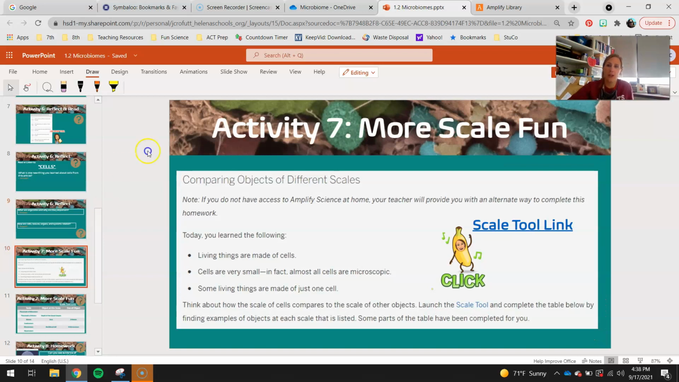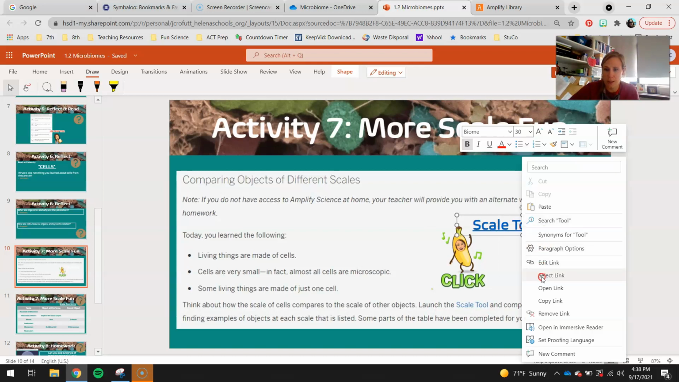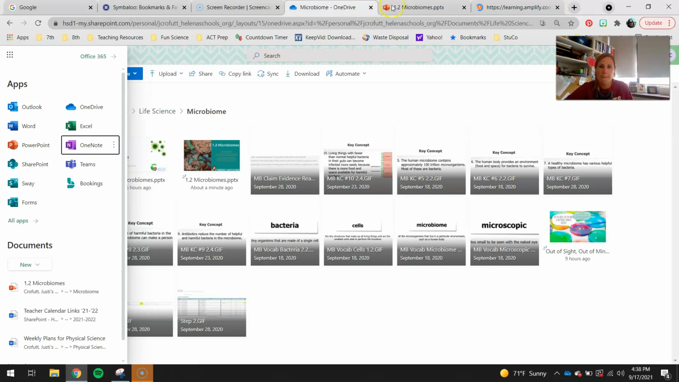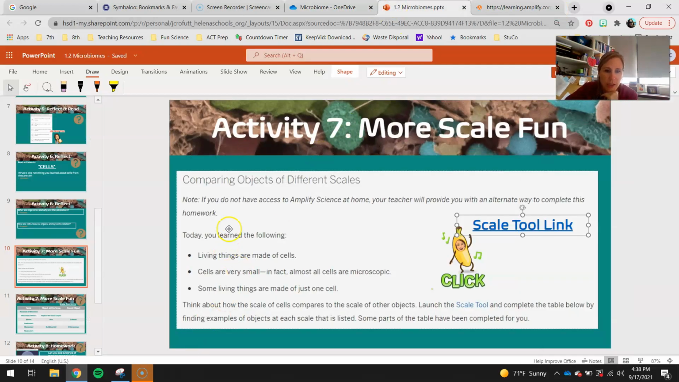This is called More Scale Fun. For this, again, you guys will need to right-click and open the Scale Tool link, which I shouldn't have closed out in the first place, so hopefully it loads quick. And you guys are going to read through this.